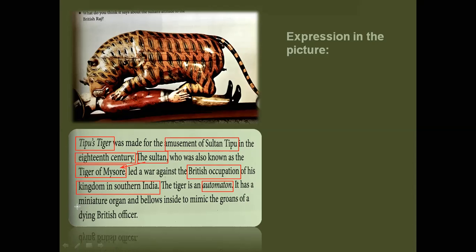So it has a miniature organ below, inside, to mimic the groans of a dying British officer. What does that mean? This part of the sentence, Dua, Zachary, what do you think? It says here this part is inside the blue box. What does it mean, to mimic the groans of a dying British officer?